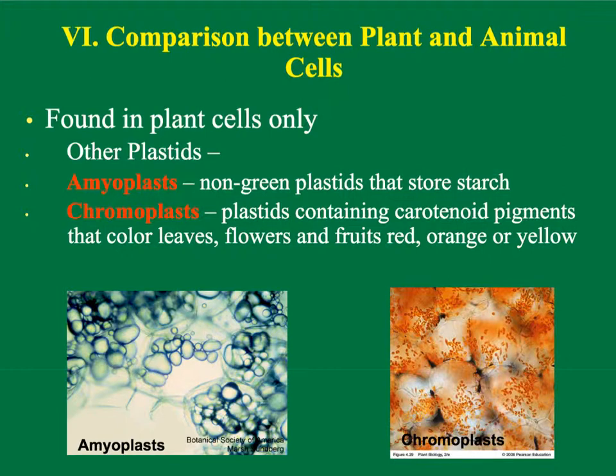Another plastid is chromoplasts, and these contain carotenoid pigments that color leaves, flowers, and fruits, and so they can color things red, orange, or yellow. These chromoplasts are important for a variety of reasons, and we'll talk a little bit more about their function later. But many of these pigments are important in photosynthesis, and they can also be important as deterrents for herbivory.